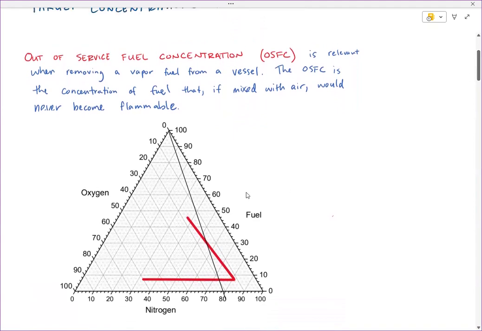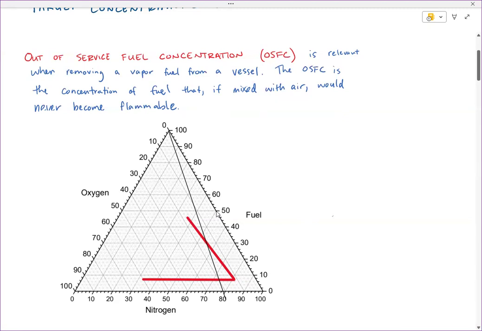So it's helpful to think about this in the context of a flammability diagram. I've drawn in just an example of what a flammable zone might look like in red lines here. And then I've also drawn in the air line for reference. Remember that this point right here corresponds to air, where I have 0% fuel, 79% nitrogen, 21% oxygen. So what would happen, for example, if the headspace in the vessel were, let's call it 50% fuel and 50% nitrogen? That would correspond to this point that I'm circling with my mouse right now.